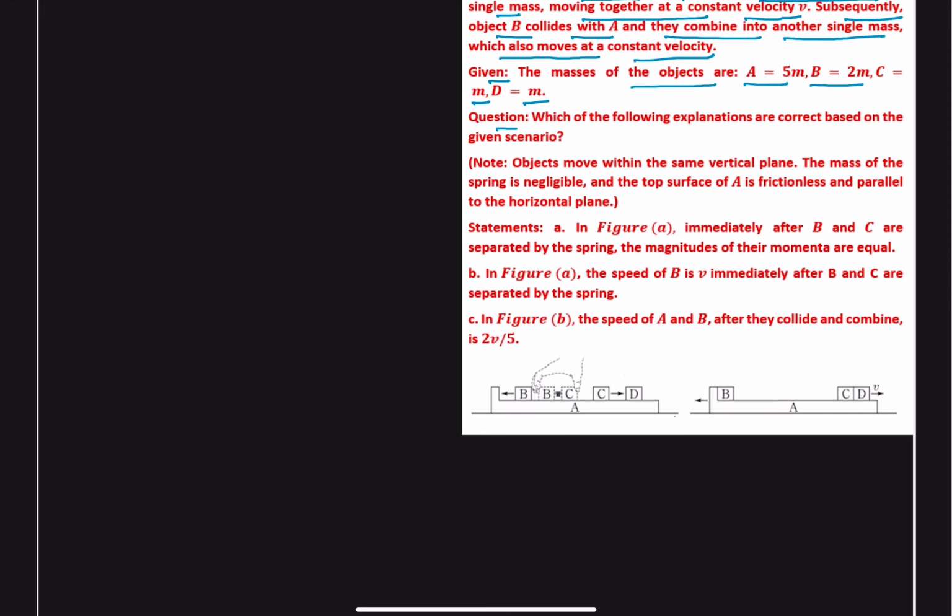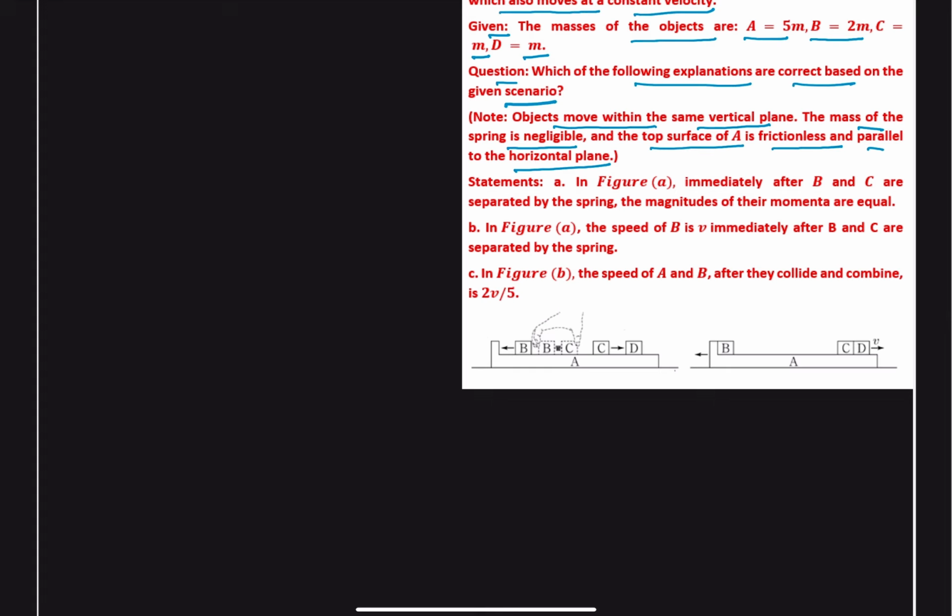And the question is asked, which of the following explanations is correct based on the given scenario. It is given that the objects move within the same vertical plane, the mass of the spring is negligible, and the top surface of A is frictionless and parallel to the horizontal plane. There are three statements, and you have to find out which of them is correct.